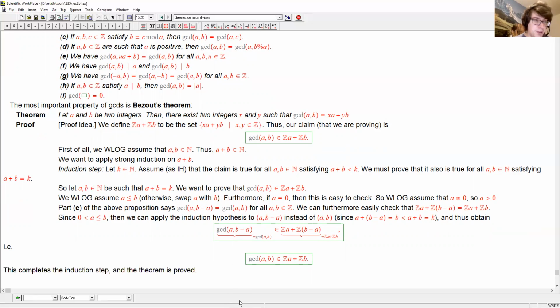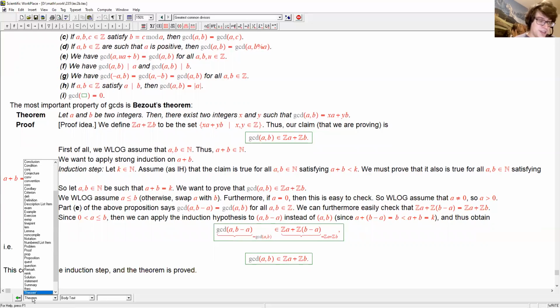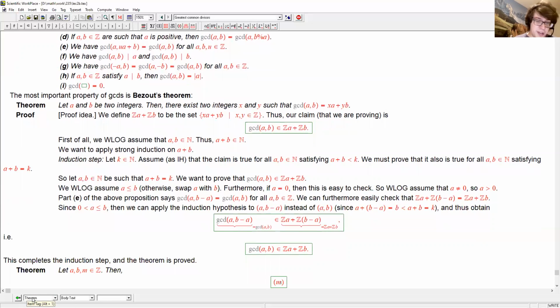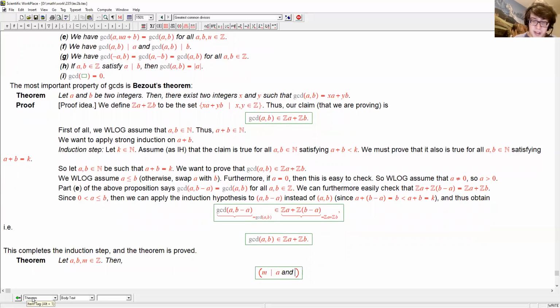This is a nice little theorem, but you might not immediately see what it's good for, so here is a consequence of it. Let a, b, and m be three integers. Then m divides a and m divides b if and only if m divides the GCD. So the GCD is not only the greatest common divisor, but it's also the most divisible common divisor. So it's divisible by all the other common divisors. And this holds even if they're both 0.